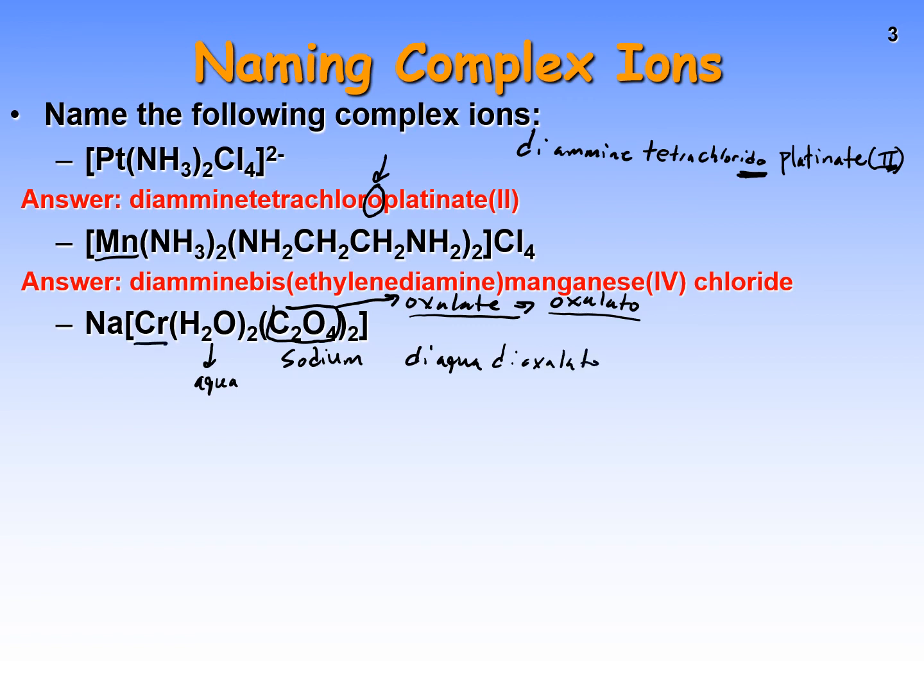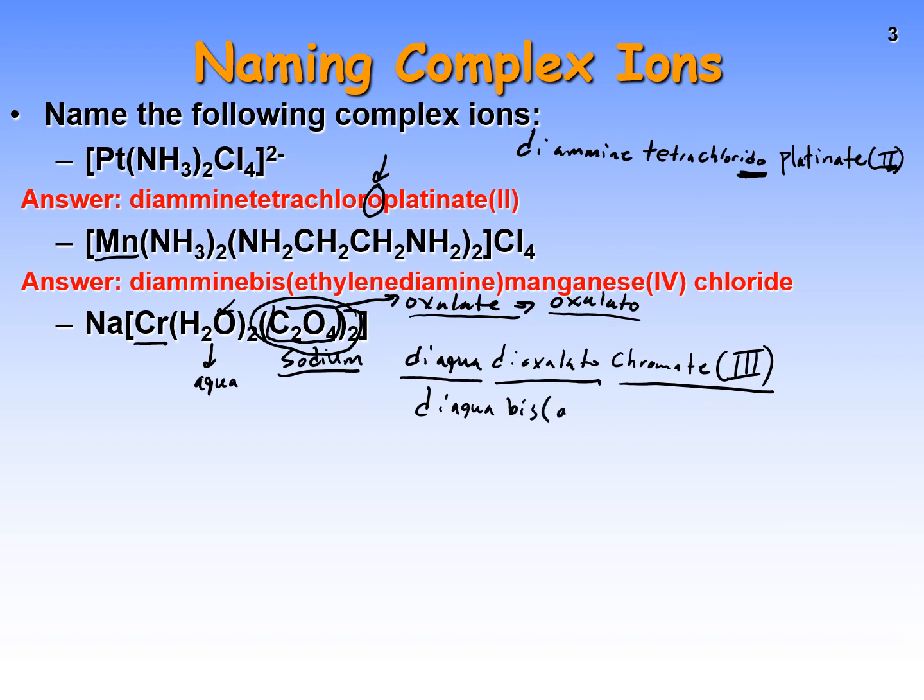And then we go, oh, hey, it's chromium. But chromium becomes chromate because this is a negatively charged complex ion. So it's chromate. And now we got to figure out the charge. The water is neutral. Oxalate is -2 charge, but we have 2 of them, so that's -4. Whatever chromium's charge is has to add with -4 to give us -1. This tells me that the charge on chromium is 3 plus. So this is my name, sodium diaqua dioxalato chromate 3. Again, another way of saying this, and technically, honestly, the more accurate way would be diaqua bis(oxalato) chromate 3.